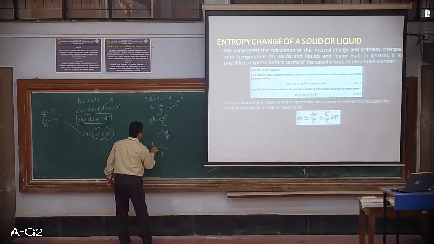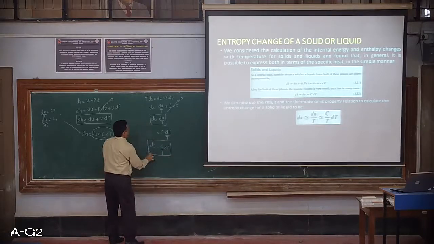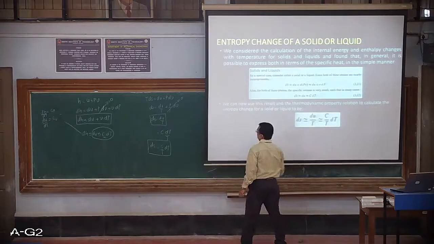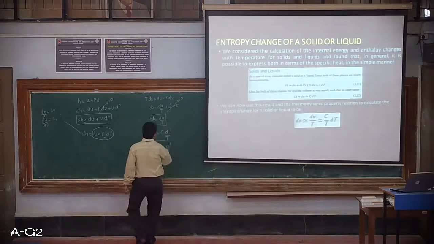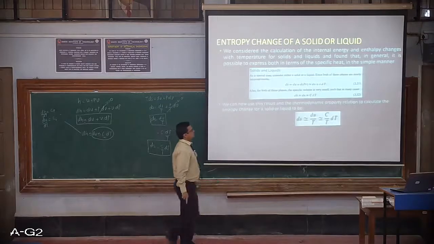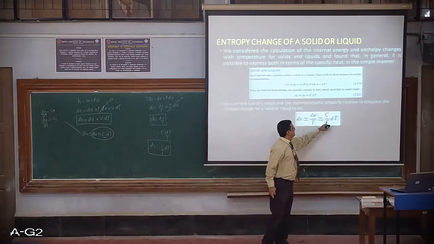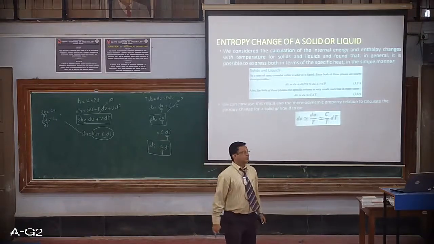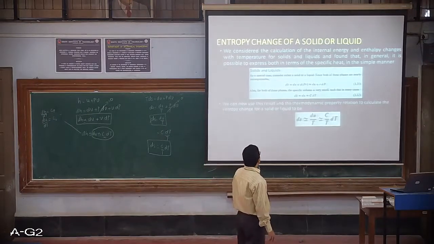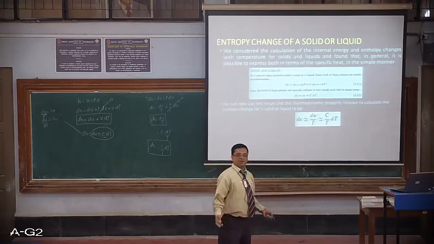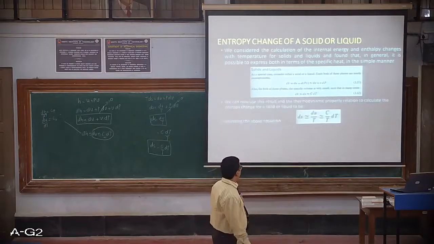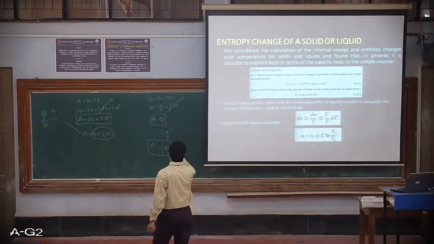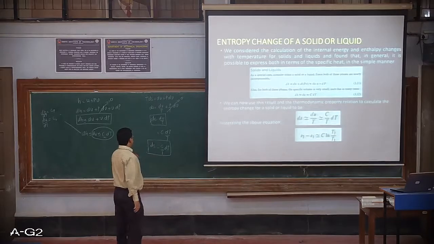So dS is equal to the first form, dU by T, or the same dS is equal to C dT by T, where specific heat is given for a solid or liquid. So these are the equations which we are using to find the entropy change dS for solids or liquids. So the integral of the above equation can be written. Now once the differential form is obtained, we can very well integrate this form.